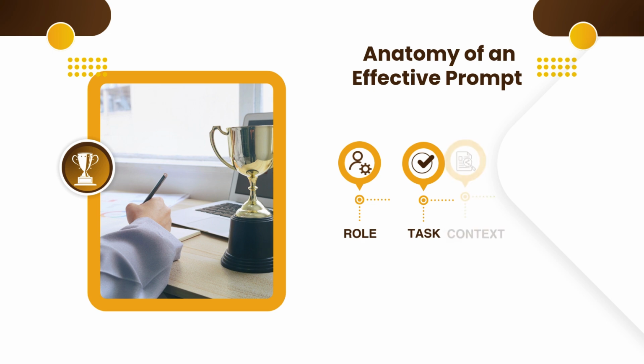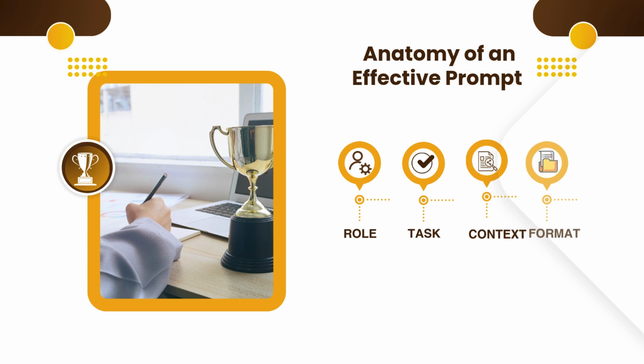C is for context. This is where you upload a dataset, give background, or define scope. For example, use the uploaded Excel file showing department level spend. F is for format. Finally, tell it how you want it to present the answer. Maybe return the answer as 3 bullet points per department.